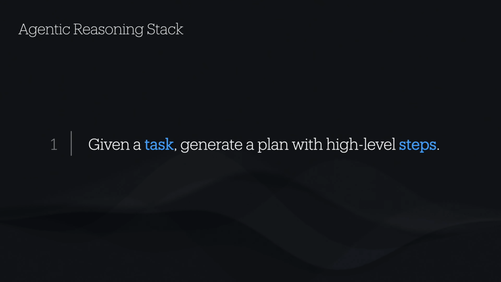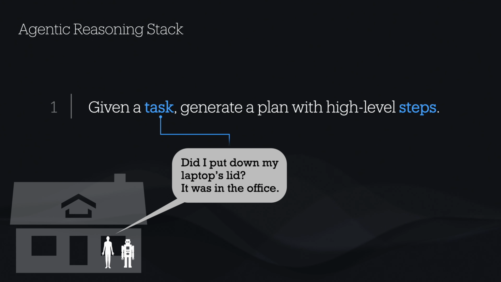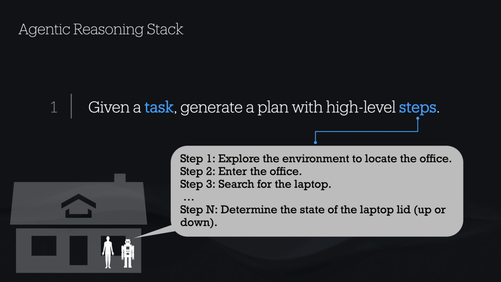So let's get started. The first step is, when we have a task at hand, we want to first be able to generate plans in high-level steps. So think of this example. There's a household with a human and a robot. And the human says, hey robot, did I put my laptop's lid down? I think it was in the office. And the robot says, OK, I can take a stab at this. To do so, the steps that I would follow would look like this: I will first try to explore the environment, look for the office, and then I'll enter this office. I'll search for a laptop, and I'm going to determine if the state of the laptop is open or down.